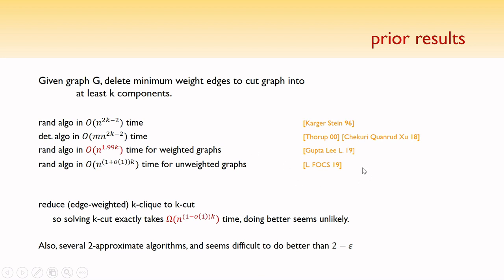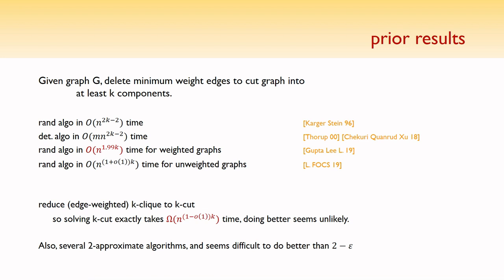And also in the same year, there is an algorithm that gets roughly n to the k time, modulo some lower order factors. But this only works for unweighted graphs. It actually only works for simple graphs, which are graphs with no parallel edges. What about lower bounds? Well, it turns out the min k-cut problem is at least as hard as the min k-clique problem. So one simple reduction shows that assuming hardness of k-clique, we should not be able to solve k-cut in much faster than n to the k time.